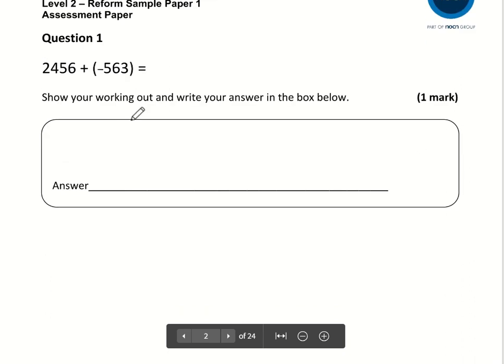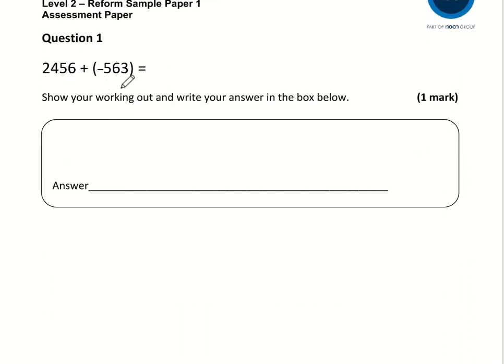Okay, so looking at question number 1, it all looks very confusing here because we've got the number in brackets and we've got a plus and a minus. We could just write that as 2456 plus minus 563, and a plus followed immediately by minus means minus. So first of all, just turn plus minus into minus. So that's what we need to do.